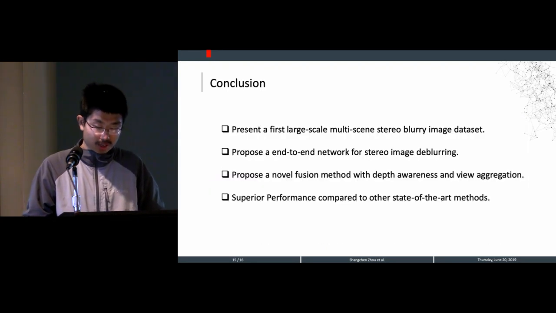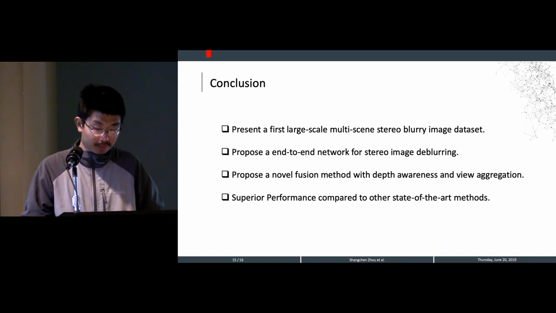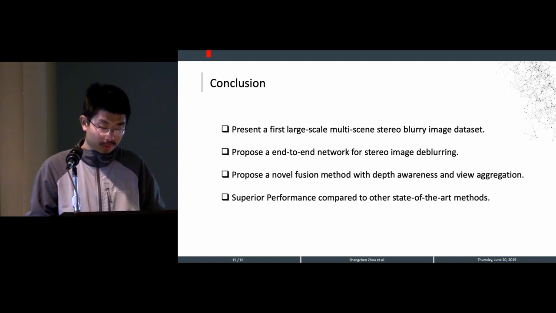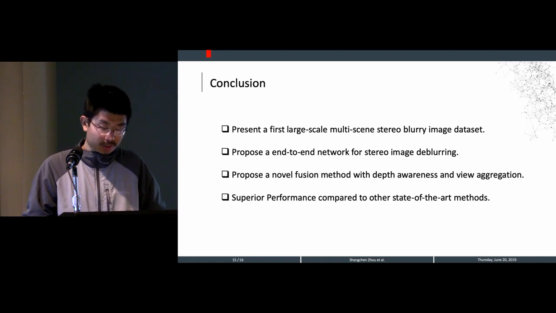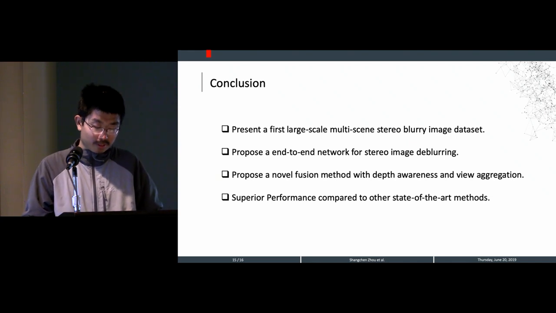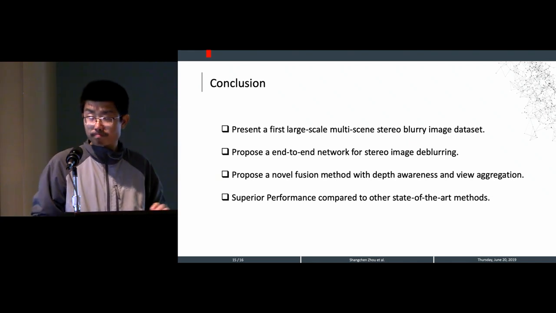In this work, we present a large-scale stereo blurry image dataset, and we also propose an efficient and effective end-to-end network for stereo image deblurring with depth awareness and view aggregation. And our method performs favorably against the Stereo-DeBlur method.